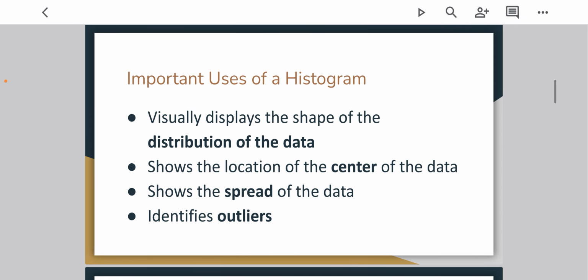The important uses of a histogram are that it visually displays the shape of the distribution. We're going to talk about different shapes in a minute, and I don't mean circles, rectangles, or triangles, but you'll see. It also shows the location of the center of the data and how the data is spread. You can also identify outliers. If you were to have several gaps and then end up with one frequency, you would see on the histogram a lot of space between bars.